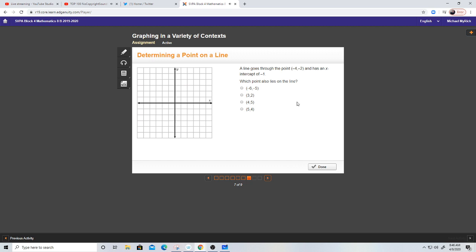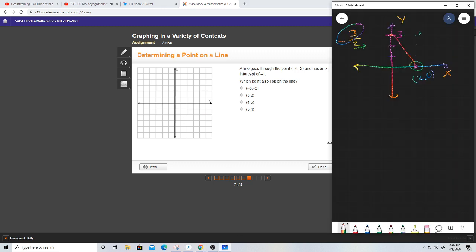Find another point that lies on the line described. Alright, a line goes through the point -4, 2. Well, -1, -2, -3, -4, -1, -2 is right here. And the x-intercept is here. That doesn't tell us much, so I'm gonna graph it myself, because even though I could probably figure it out, I might mess up, make a mistake.